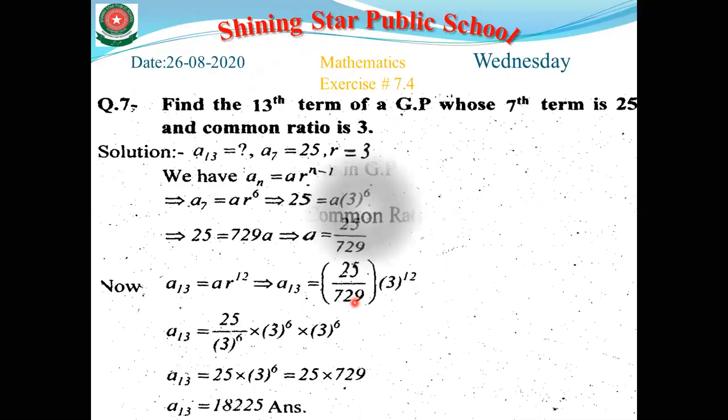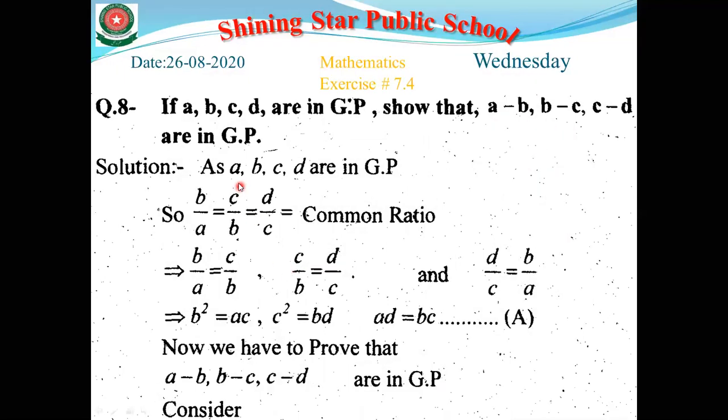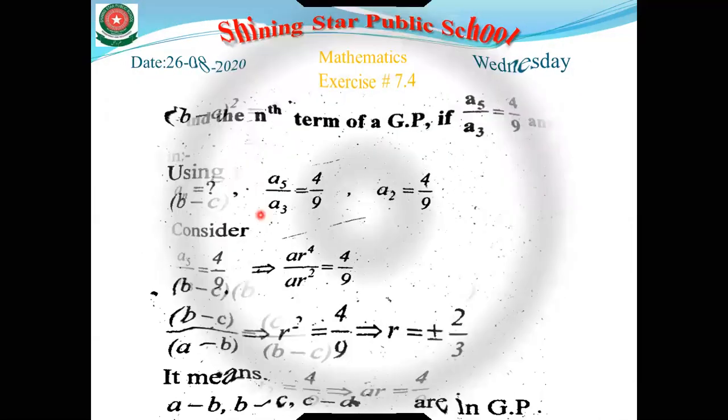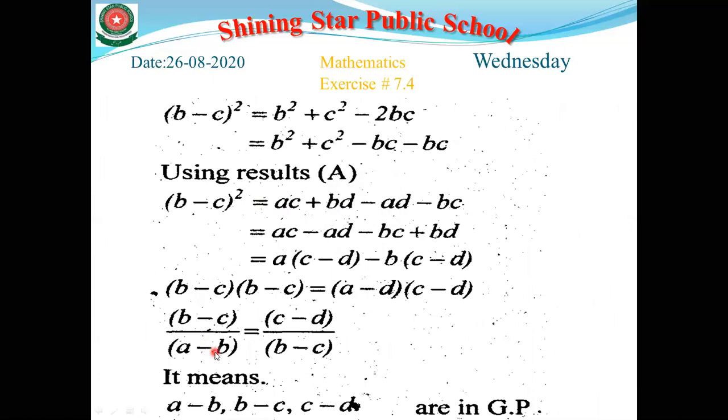Or we can say that as in the start of the question, we have A, B, C, D. These are in GP. So for the common ratio, we do B over A, C over B, D over C. But in the reverse of this step, we can write A, B, C, D. Okay? So as we have the A − B, B − C, and C − D.